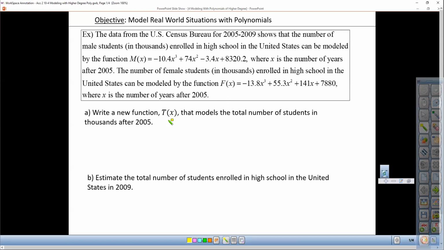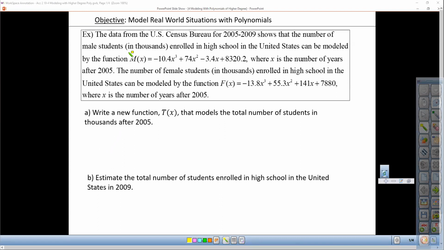I'm going to go ahead and read part A, and then we'll start talking about how we can break this down. So part A says that we're to write a new function t of x that models the total number of students in thousands after 2005. All right. So a good strategy would be to, in different colors, highlight or underline your two different functions, what they each represent, and then also what your x variable is defined as.